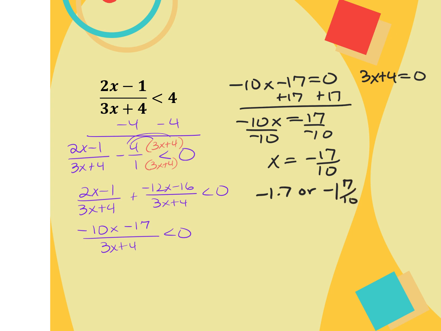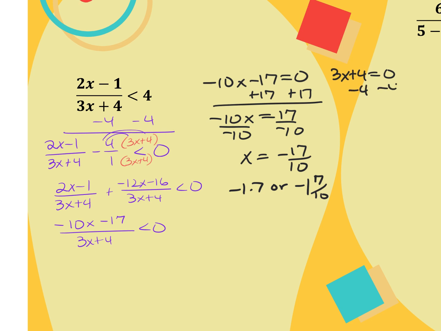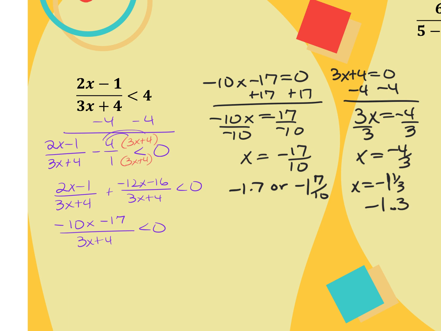Because we need to sort of have an idea of where to put it in the number line. Over here, -4, divide by 3, and x equals -4/3. This is -1 and 1/3, or -1.3 repeating. So it was important that I converted this when I go to put on my number line least to greatest.